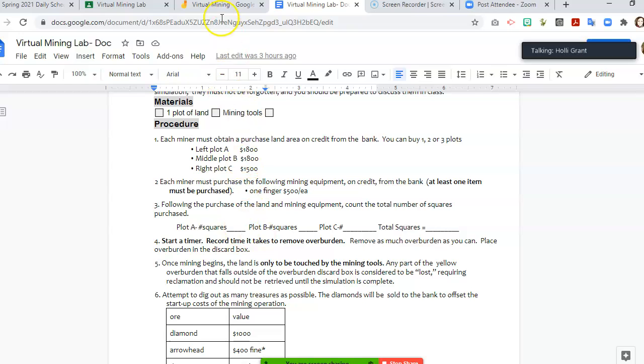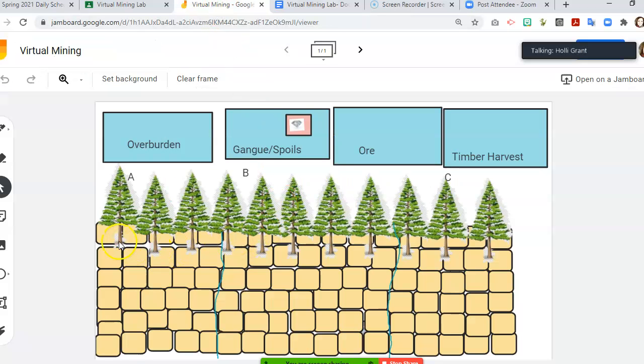What you're going to do is on here. There is the Jamboard, and you can buy plot A. That's your choice. You can buy plot B, that's your choice, or plot C. Now here's the thing: you don't have a limit, but you do need to make a profit. So this is just a random gamble at this point.